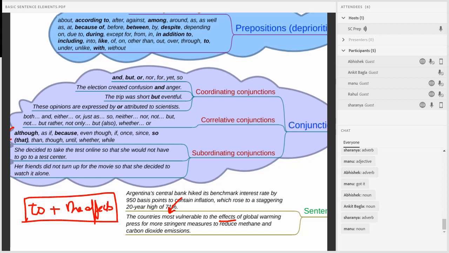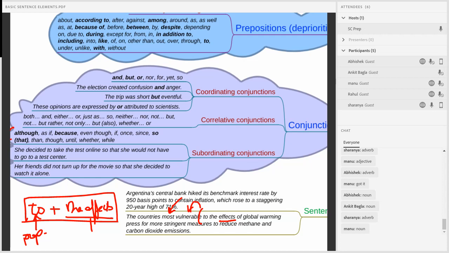So to over here, remember, this is not an infinitive. This is a preposition. Not important, but the point is, to the effects is what is together referring to vulnerable. But inside, the effects is a noun. And more generally, if you see anything that is after an article, it has to be a noun. Got it. So basically, after articles, you have to get nouns eventually. There's no other option.